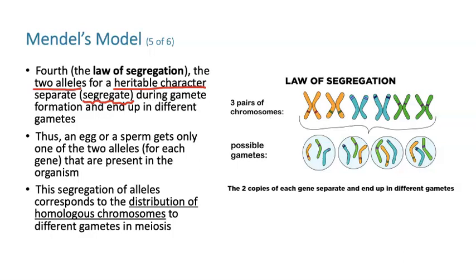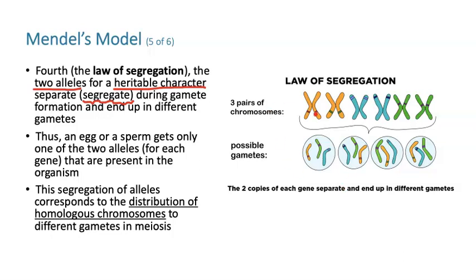So an egg or a sperm only gets one of the two possible alleles that you have. When you make gametes, into each gamete you're only going to put in one copy. Into the other gametes that you make, you'll put in the other copy.